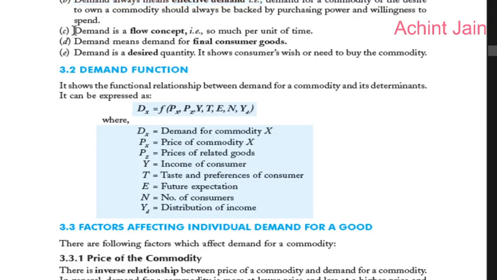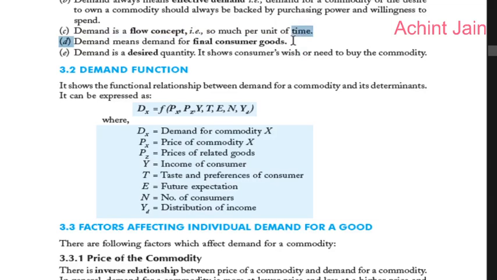Then demand is a flow concept. It is a flow concept because it is so much per unit of time. We can say at 10 rupees we have a demand of two products, at 20 rupees a demand of three products, at 5 rupees a demand of one product. So per unit of time is involved, and time shows that demand is a flow concept.